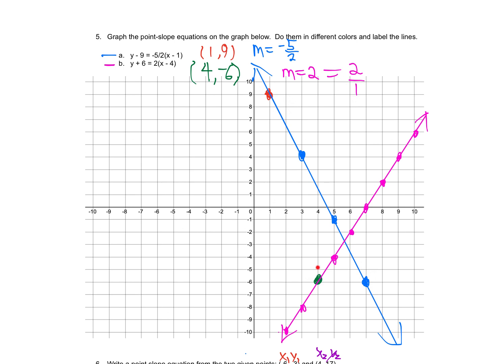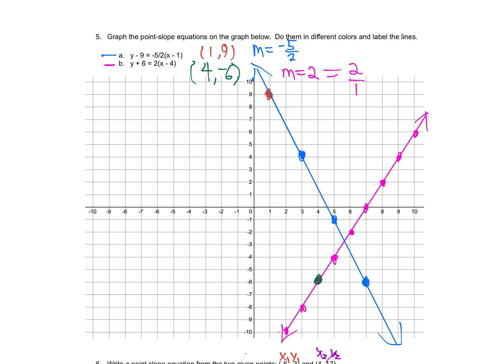My slope is 2, so up 2 to the right 1. Up 2 to the right 1. Plot all the points. Connect your points. And that's my equation for the B line in pink.